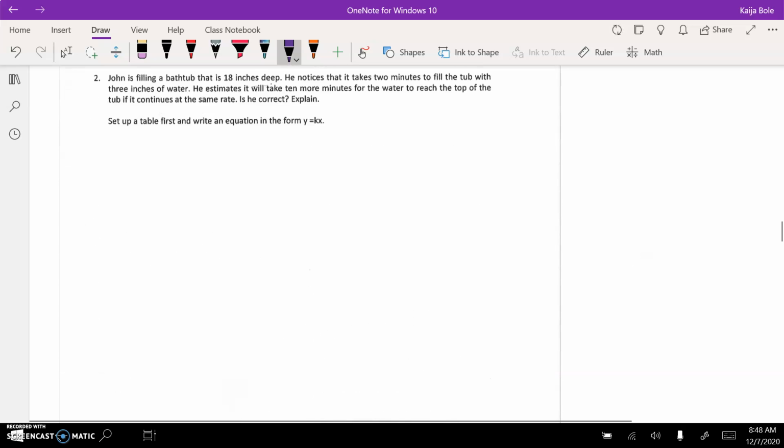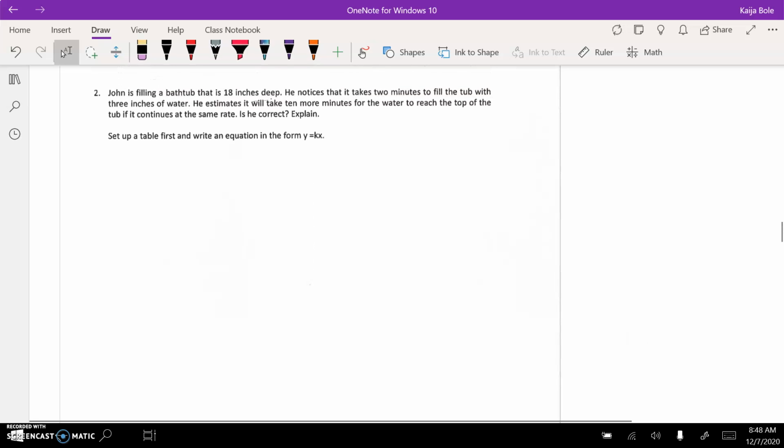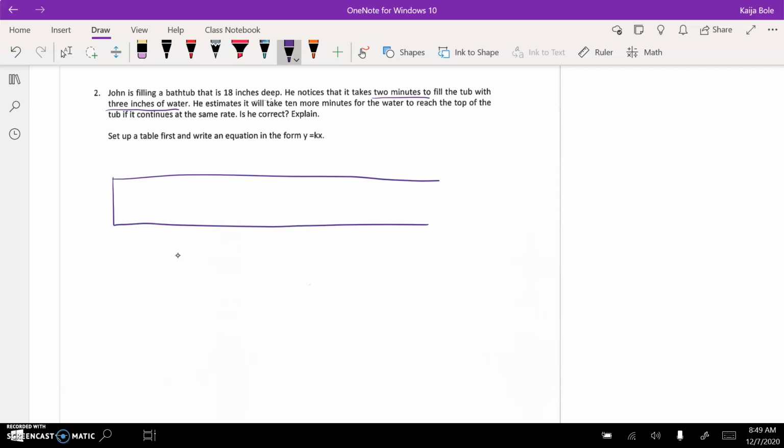All right, and then on the second page, number 2, John is filling a bathtub that is 18 inches deep. He notices that it takes 2 minutes to fill the tub with 3 inches of water. 2 minutes, 3 inches. He estimates it will take 10 more minutes for the water to reach the top of the tub if it continues at the same rate. Is he correct? So set up a table first. At least they tell you that. Some people try to not do that.